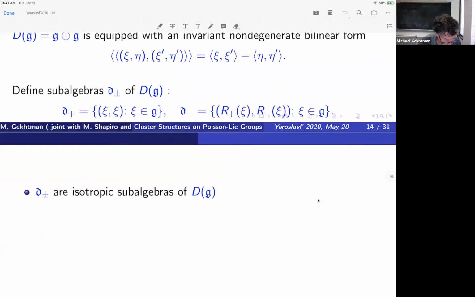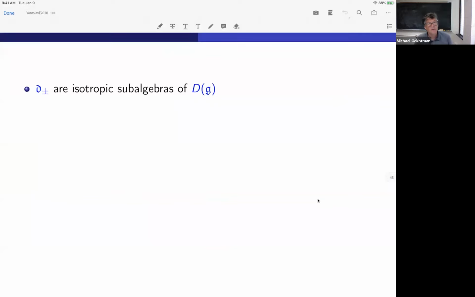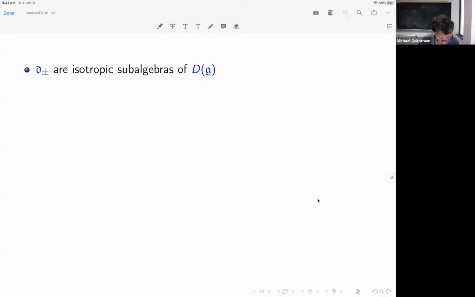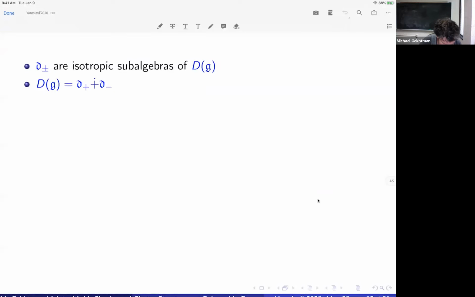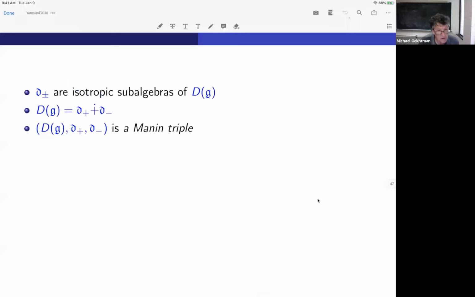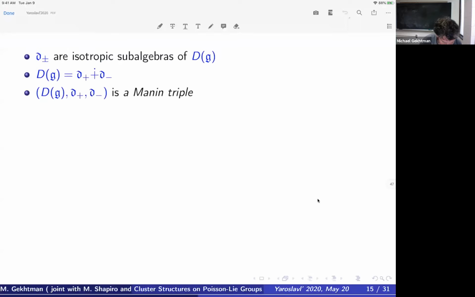Okay, so the claim is that these subalgebras are isotropic in the double, and so the double can be decomposed as a direct sum. And so they form what's called a Manin triple. That's essentially the definition of a Manin triple.